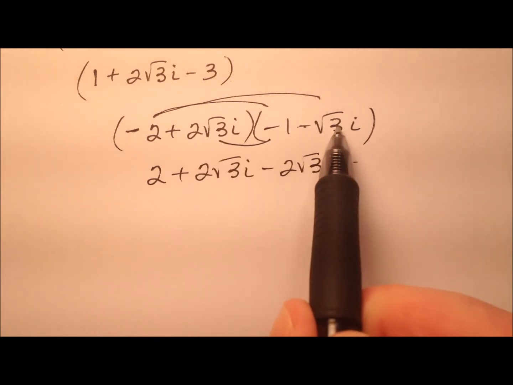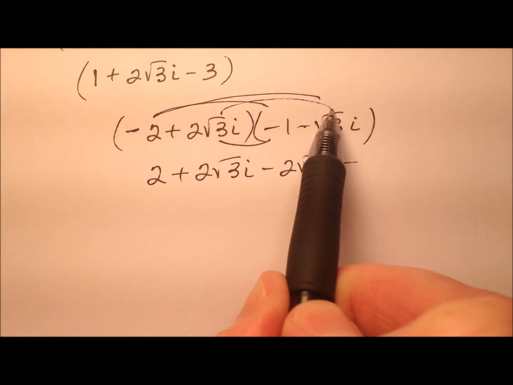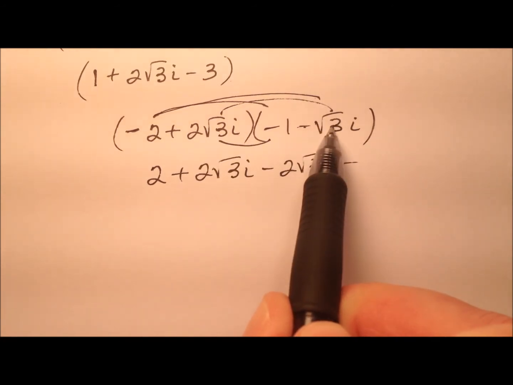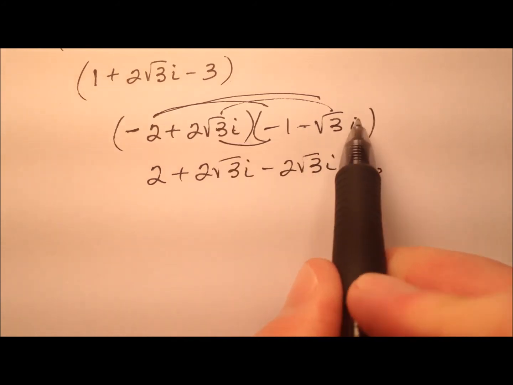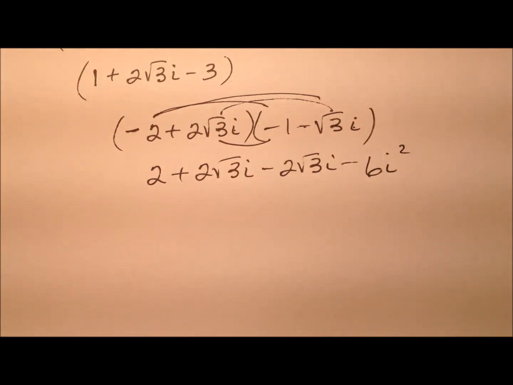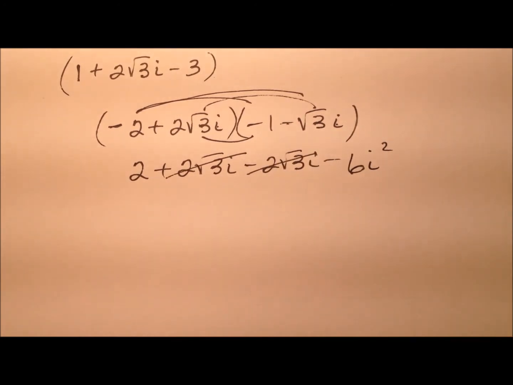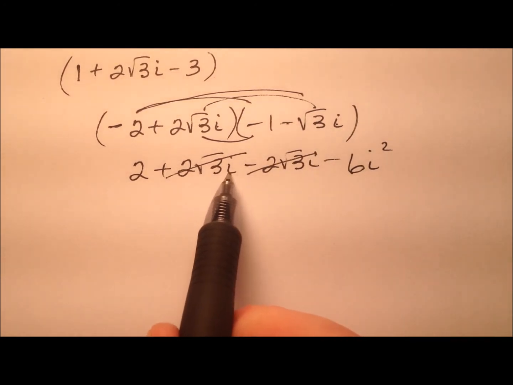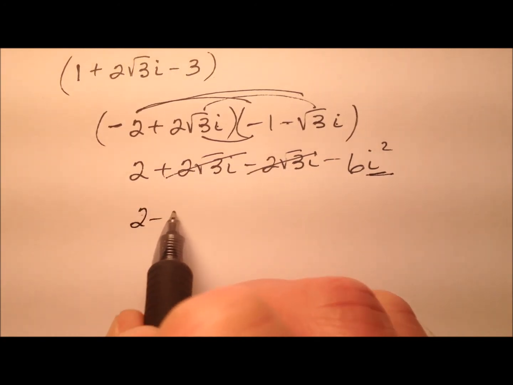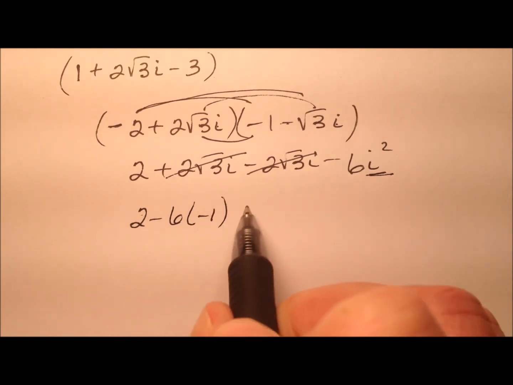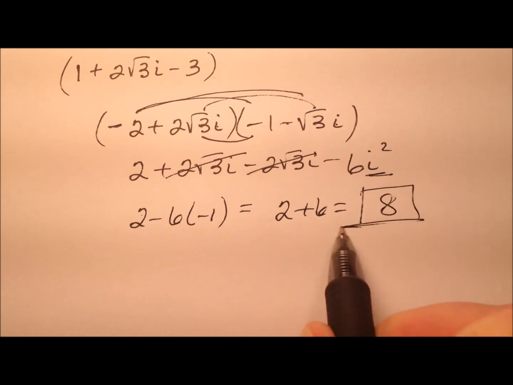2 radical 3 times radical 3. The radical 3 and the radical 3 multiply together to make a real 3, and then 2 times the 3 makes 6, times i times i squared. It looks like these two middle terms actually cancel, because it's positive 2 radical 3i and negative 2 radical 3i. And the i squared we know is -1. So this looks like 2 plus 6 equals 8.